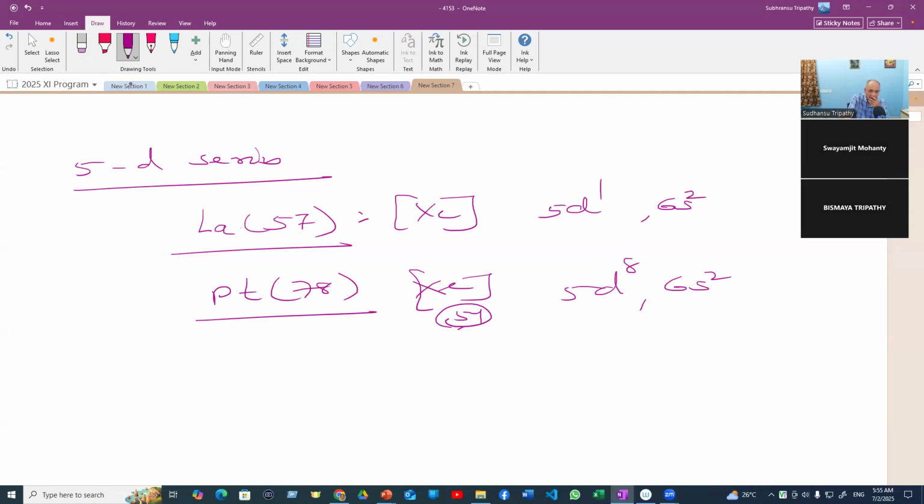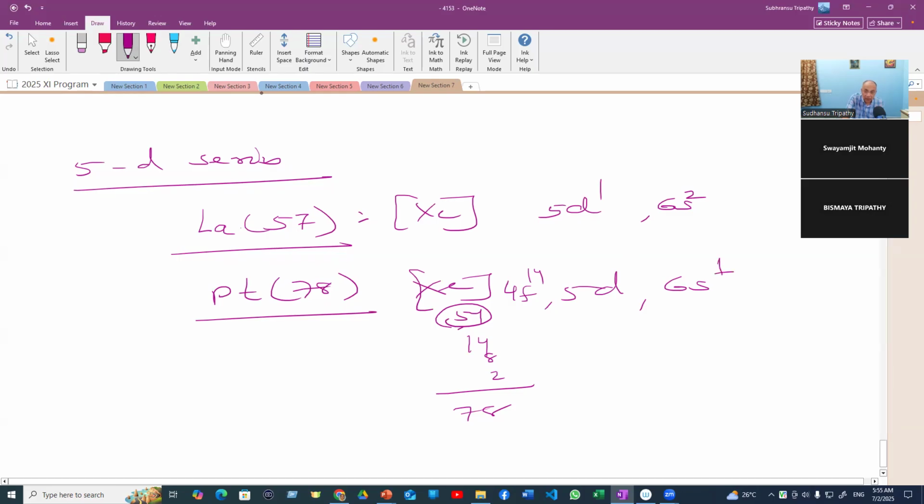This is 4f14. You have not written it. In lanthanum there was no 4d, it's 57. Now it is 78. So 6s2, then 4f14, then 5d10. So 54 plus 14 plus 8 plus 2. How much? Yes or no? Yes, sir. So here is an anomaly. It is wrong. I am just rubbing it off.